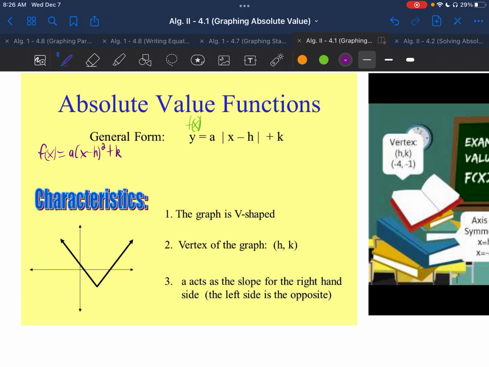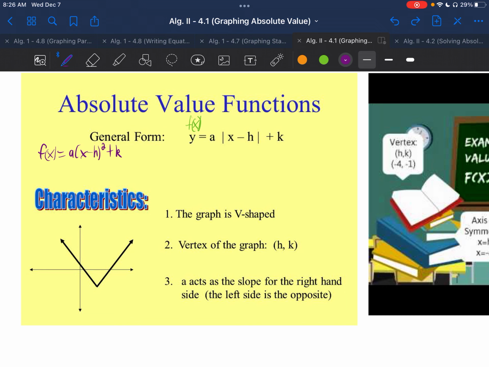And h, again, was the left to right movement, so how far it was translated left and right. K was how far it was translated up and down, so the vertical movement, and a was our stretch, compress, or reflection as well. So we're going to use a lot of those same things, and they really mean the same things here.